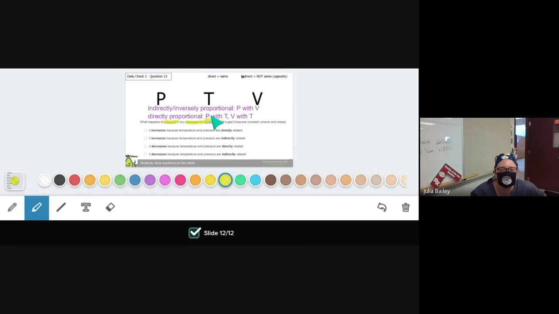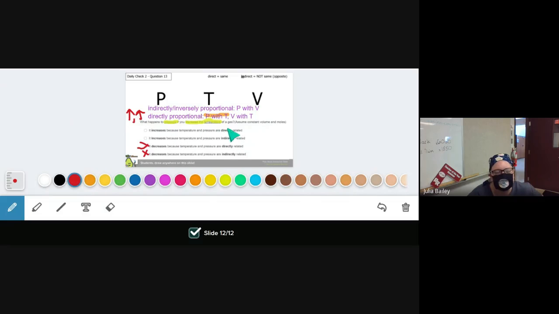Well, we know that pressure and temperature are directly proportional. So that means if one goes up, the other goes up. That's what direct means. So they said increased temperature. That means pressure also needs to increase. So it's not going to be C or D, because those both say decrease. It increases because temperature and pressure are directly related. Directly is when they go in the same direction. That's why it's called directly. They either both go up or both go down.